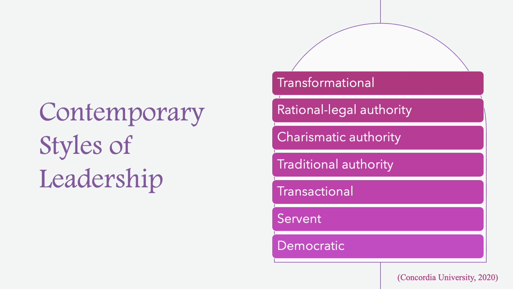A traditional authority leadership is based on customs and beliefs, and it allows for leadership to have followers. So you may see this a lot in religious aspects of the world. A lot of their people will follow their leader because they're told that they're important.